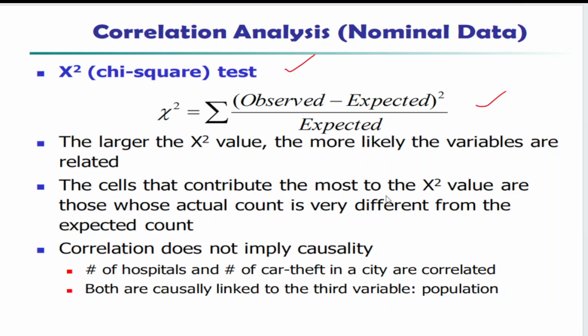And the cells that contribute most to the chi-square are those whose actual count is different from the expected count. And on correlation, they have given one example: are the number of hospitals and the number of car thefts in a city correlated or not? Is it true? Does it depend upon the number of hospitals and the number of car thefts in a city? Definitely no. And again, these are linked by a third variable, which is called the population. So one more attribute they have taken, that is the population. I have to find out whether these three variables are correlated or not.